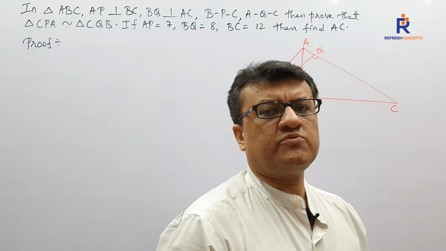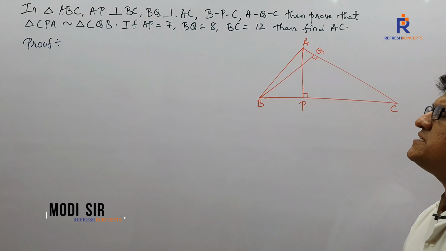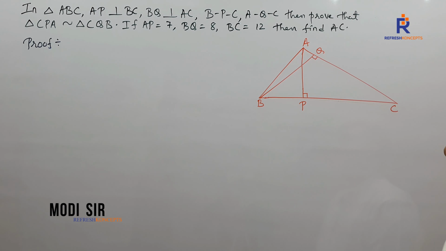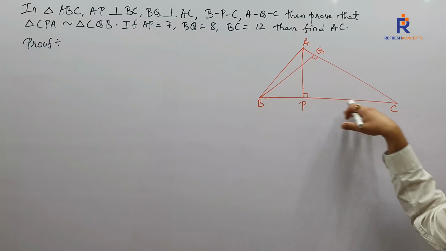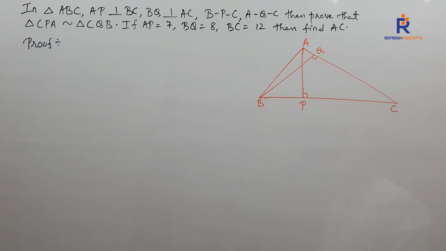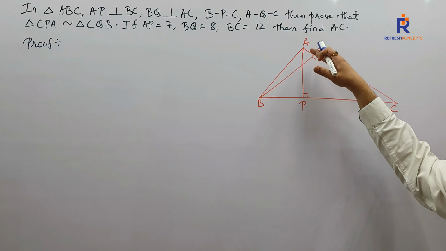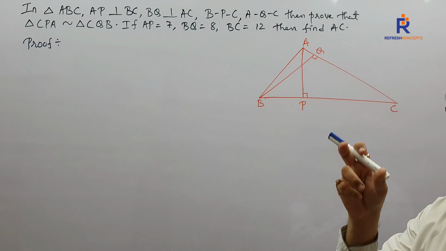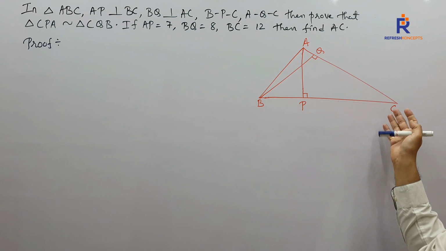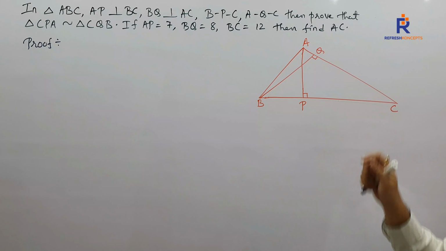Let's see what the next one is trying to say. It says that in triangle ABC, AP is perpendicular to BC. Okay, fine, we have triangle ABC. AP is perpendicular to BC, BQ is perpendicular to AC. B-P-C collinearity is what they have said, B-P-C and A-Q-C.